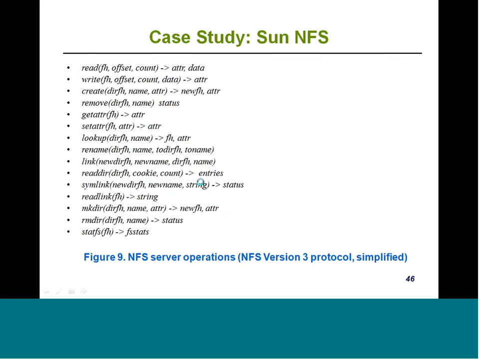So the various commands are used here. In this one there is a read operation. Very similar to the flat file access, we give the file handle or the file ID, the offset and the count, and that retrieves the data and puts it in the data variable. For writing, we again give the file handle, the offset, the count, and then the data, and then it is written into that file system, and an attribute is returned.